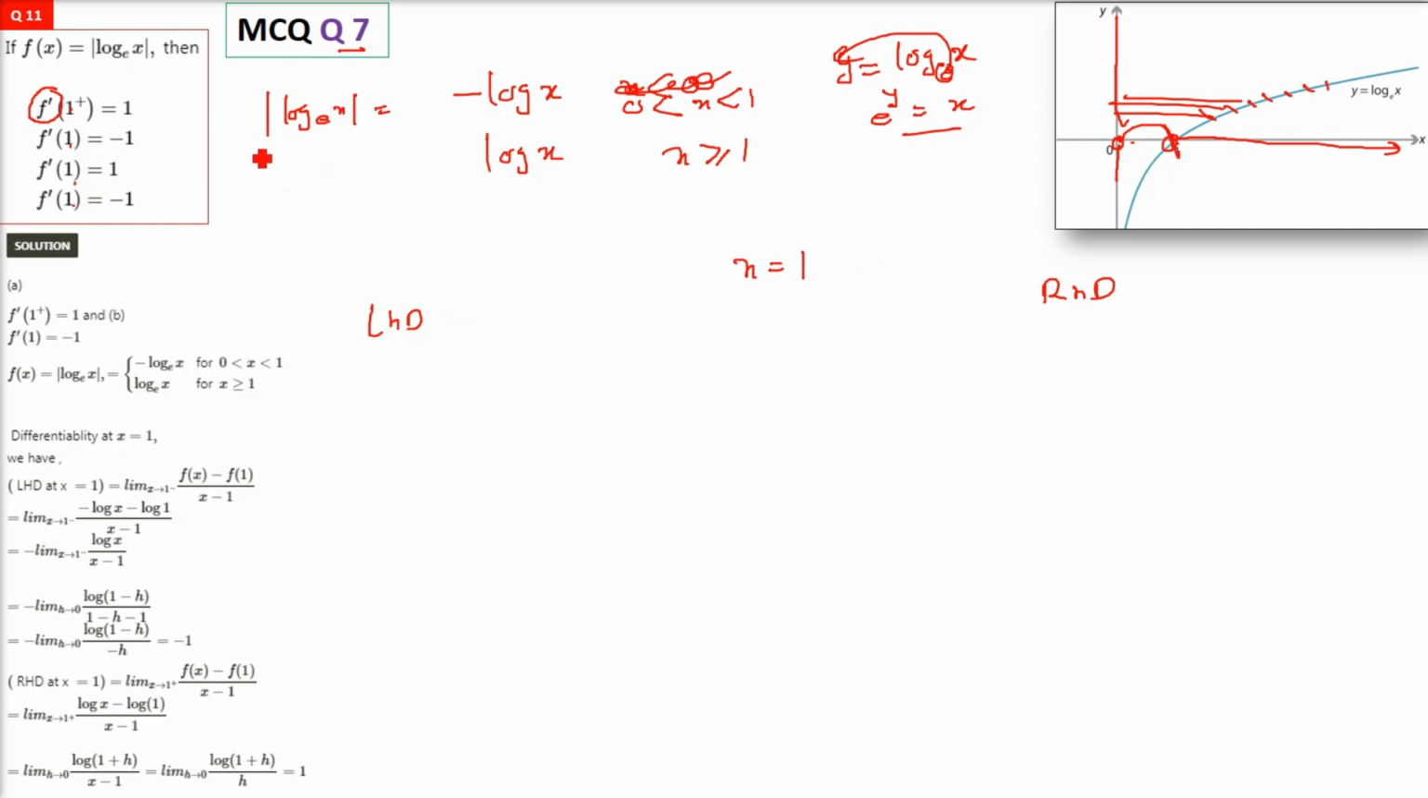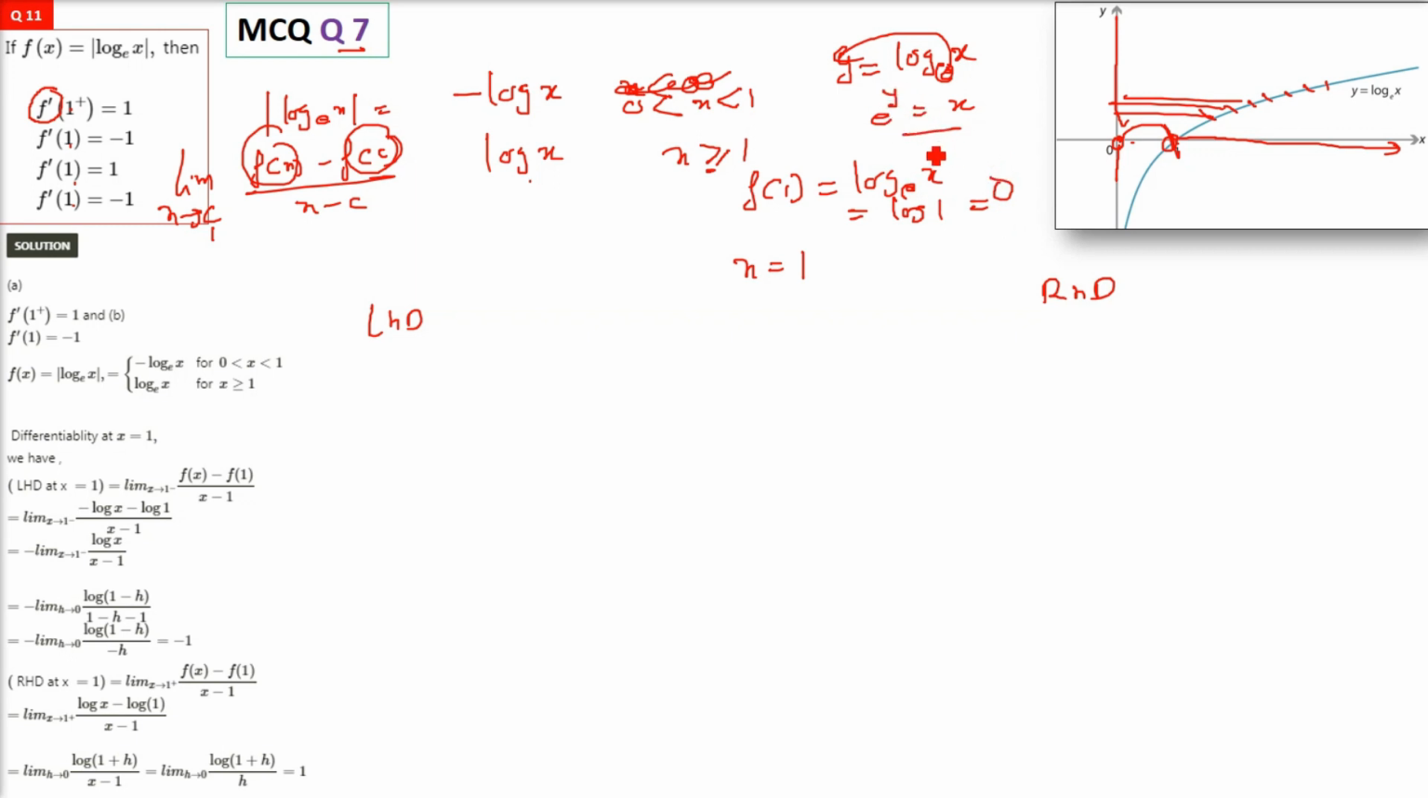So for the left hand derivative, when you go on the left hand of 1, you have to use negative log x. And on the right side you have to use the log x function. The differentiability is given by f(x) minus f(c) divided by x minus c, x is tending to c, and c is 1 here. So f(x), both functions you know, minus log x and log x. What is f(c)? Just put f(1) in the function. Log 1 is 0, so f(c) will be 0. We are not going to write it, because we already know it is 0.